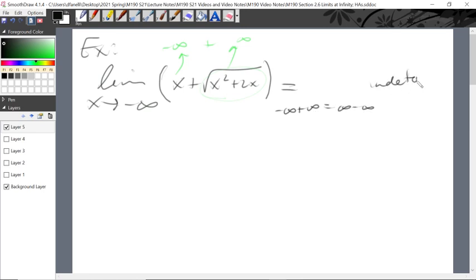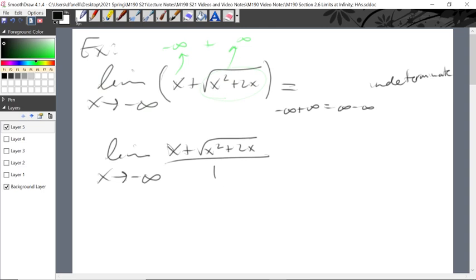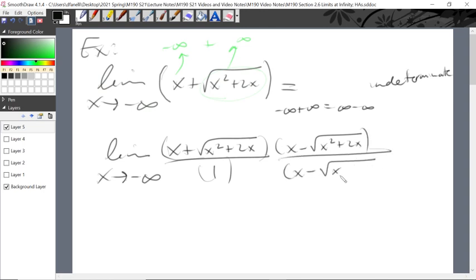Negative infinity plus infinity, which is the same as infinity minus infinity, right? It is indeterminate. And we have a similar situation to what we had a moment ago, where we have a square root here, 2 terms. So let's apply the same technique. We'll multiply by the conjugate again. Put this over 1. And in this case, the conjugate is x minus the square root of x squared plus 2x. And the denominator is x minus the square root of x squared plus 2x.